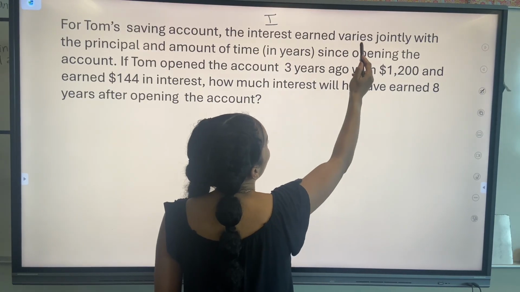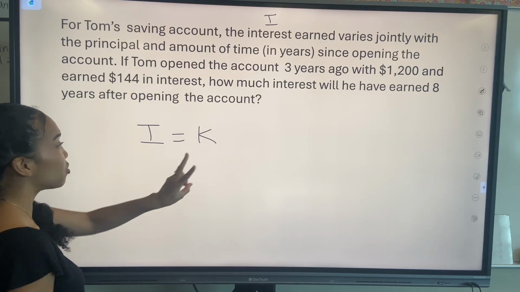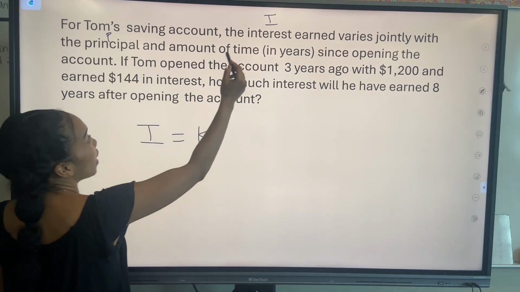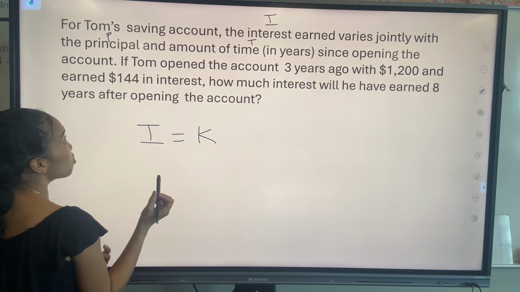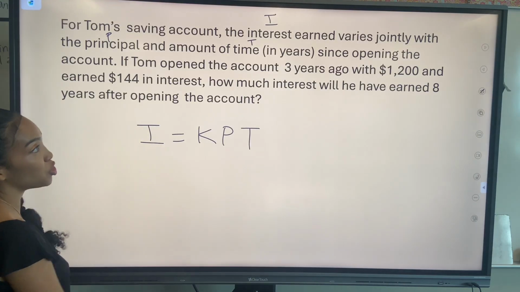All right, so for Tom's savings account, I'm just going to call the interest I. The interest earned varies jointly. So I know I equals K, and I'm going to have two other variables. You have the principal, P, and you have time, T. So it varies jointly with the principal and time. So this is your equation.